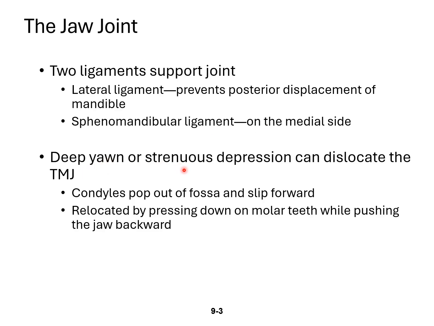A deep yawn or strenuous depression can dislocate the temporomandibular joint, and the condyles will pop out of the fossa and slip forward. It is relocated by pressing down on the molar teeth while pushing the jaw backwards. So this is why you can pop them out and then put them back in. But let's just take a look at it.